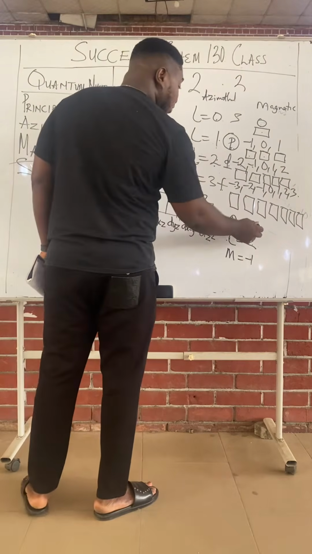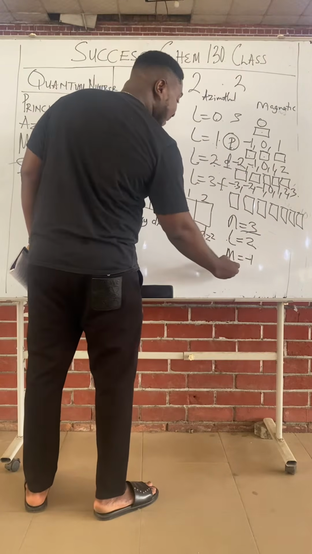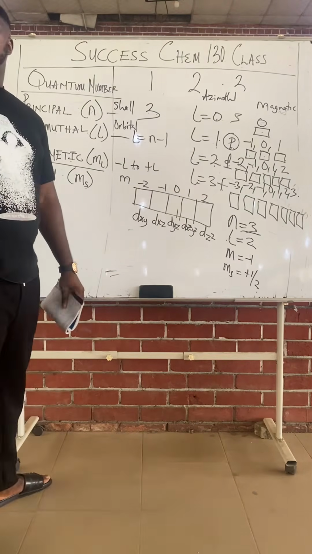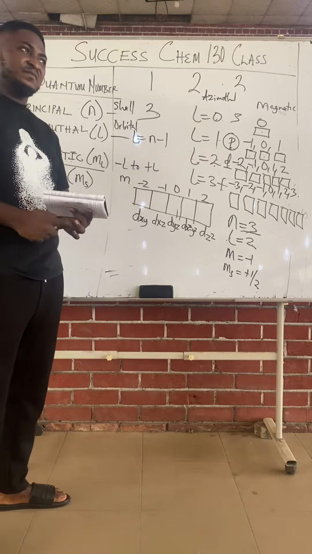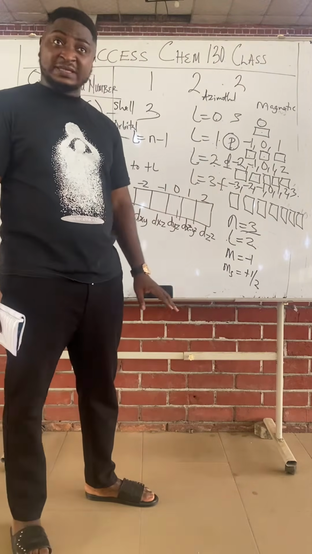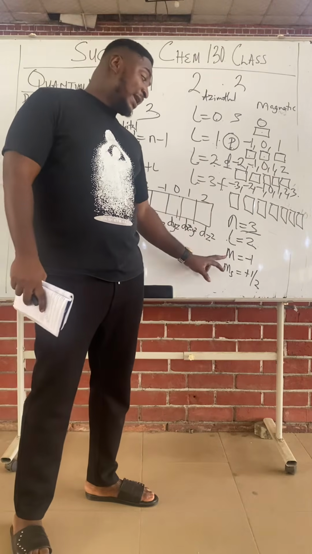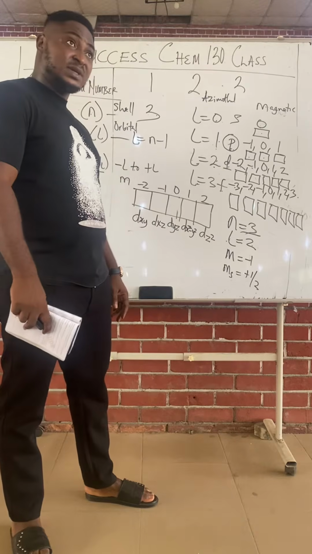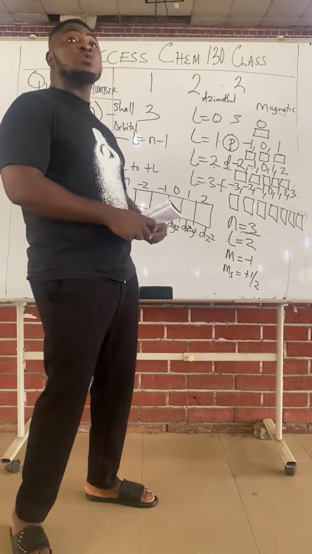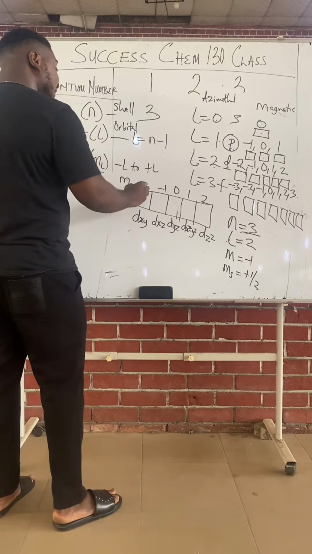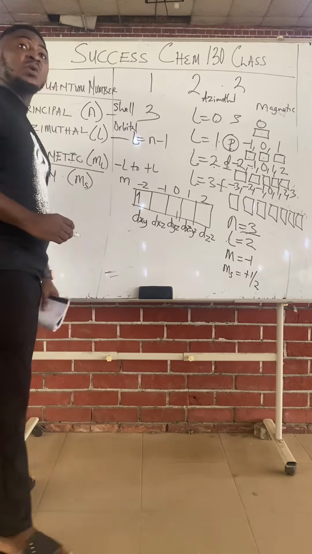Right, they give you n equals 3, l equals 2, m equals minus 1, and ms equals plus 1 over 2. Class, they've just given you the full 4 quantum numbers: principal, azimuthal, magnetic, spin. As a matter of fact, anytime you see plus 1 over 2, it means that only one electron is inside the block, and that electron is orientated upwards or clockwise.